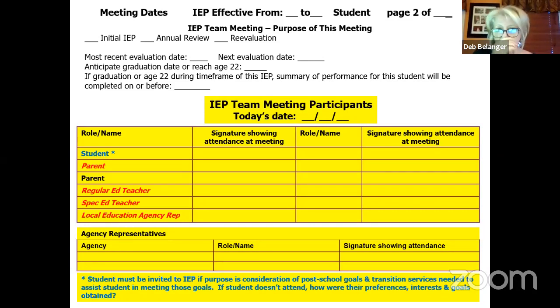The other thing I just want to say before we move on is, if you notice on the slide, you'll see that there are certain roles that are in red. If no one else shows up at a meeting, those four roles, the parent, the regular ed teacher, special ed teacher, and the LEA, that person who can commit resources and help with decision-making, have to be there for this to be a legal meeting. That's why the signature on this particular page is only a signature to sign in. It doesn't show that some kind of consent was given, but it is a very important piece of this document.